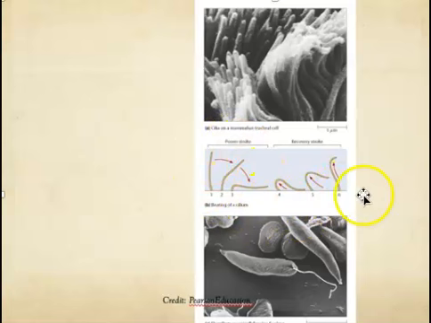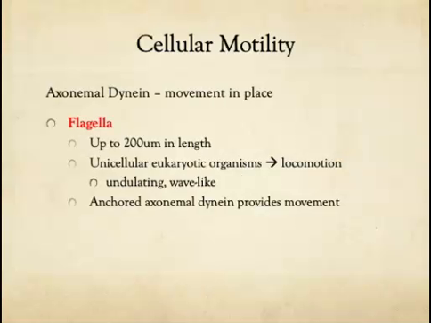Power stroke, recovery stroke. This is mechanical motion, movement, and it's provided by the actual motor proteins that are in the cilia, the axonemal dynein molecules. At the bottom of the slide here, there's another EM image, but this one is showing a flagellum, and we'll talk about those separately. Axonemal dynein is providing movement in place because the dynein motor proteins are anchored inside these structures.